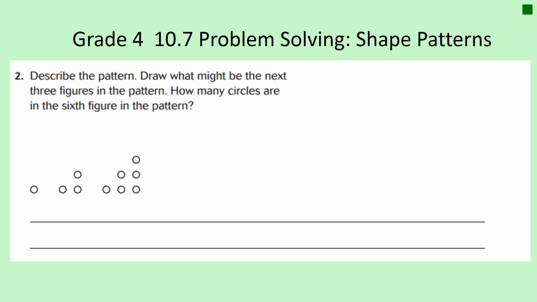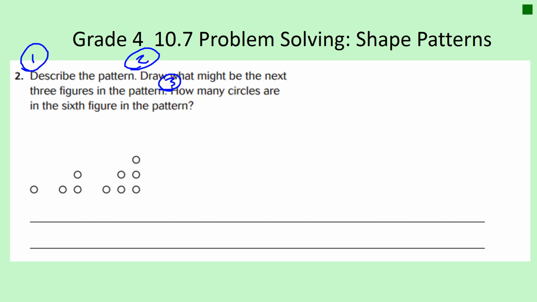It says, describe the pattern. That's part 1. Then number 2, part 2, draw what might be the next 3 figures in the pattern. Okay, and then there's a third part. Goodness. How many circles are in the 6th figure in the pattern? All right, so number 1, describe the pattern.